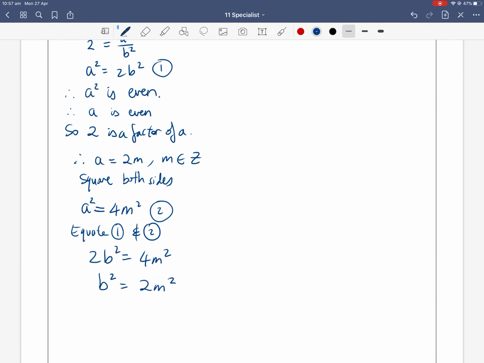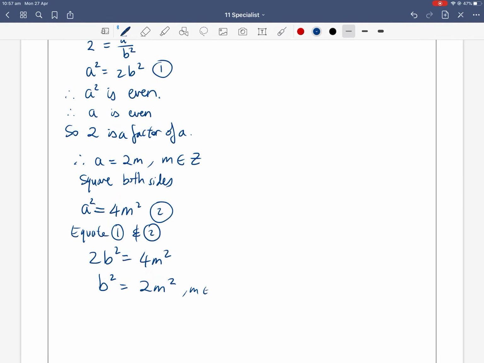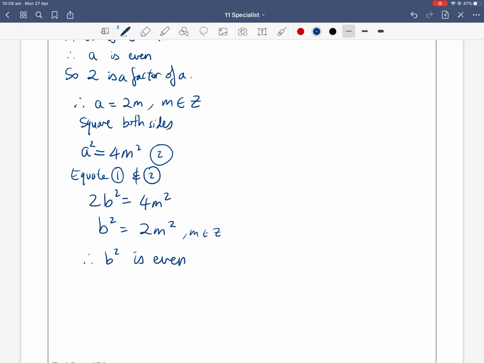If I divide both sides by 2, I get b squared is 2m squared for some integer m, right? So if b squared is a multiple of 2, that tells us that b squared is even.